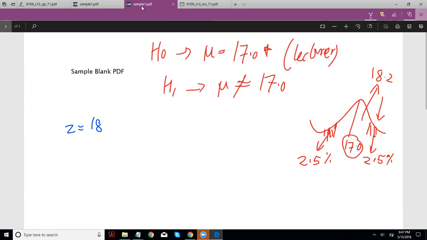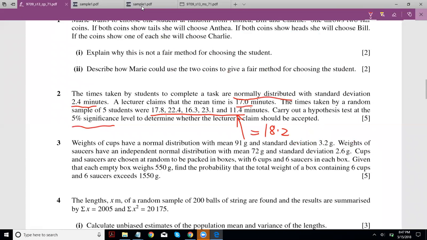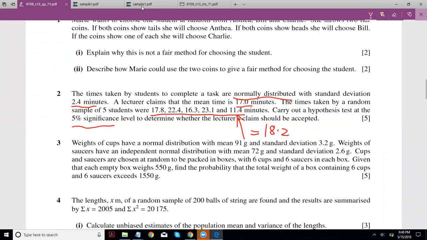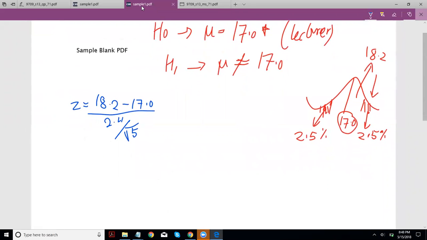You just need to follow a very repetitive method in S2. So 18.2 minus 17.0, divided by the standard deviation, which is 2.4. This is the standard deviation of the population, so don't forget to divide it by root n, where n is 5. It was 5 students, remember? I didn't have to put the root over 2.4 because it's already a standard deviation. If it had been variance, I would have put the root over that as well. You get a z value of 1.12.